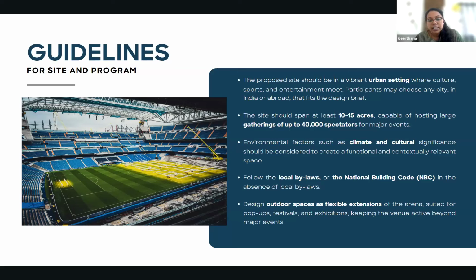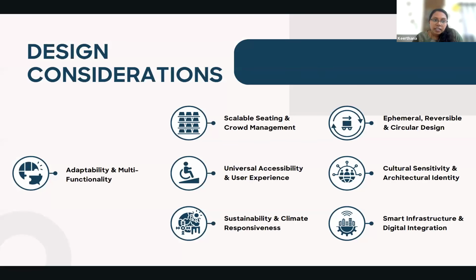The site should be at least 10 to 15 acres and should be capable of accommodating 40,000 spectators for the major events. Considering environmental factors such as climate and cultural significance is also important, as is the use of local bylaws. If there are no local bylaws for the particular site that you're choosing, you can go for NBC. Also design outdoor spaces as flexible extensions of arenas, suited for pop-ups, festivals, and exhibitions, keeping the venues active beyond major events. There are certain design considerations that you need to take care of while designing.